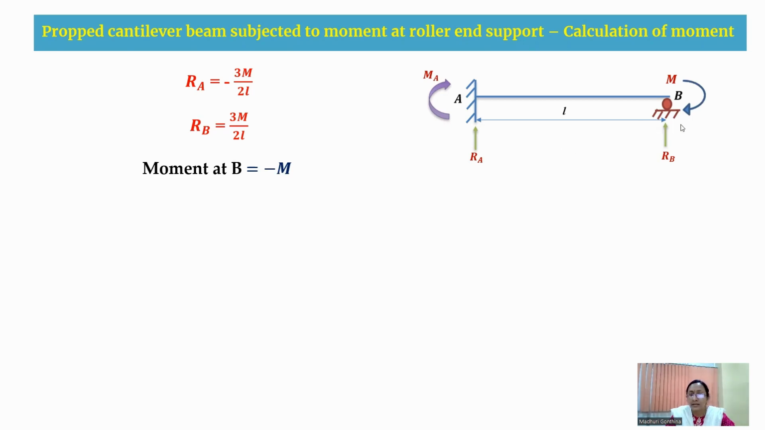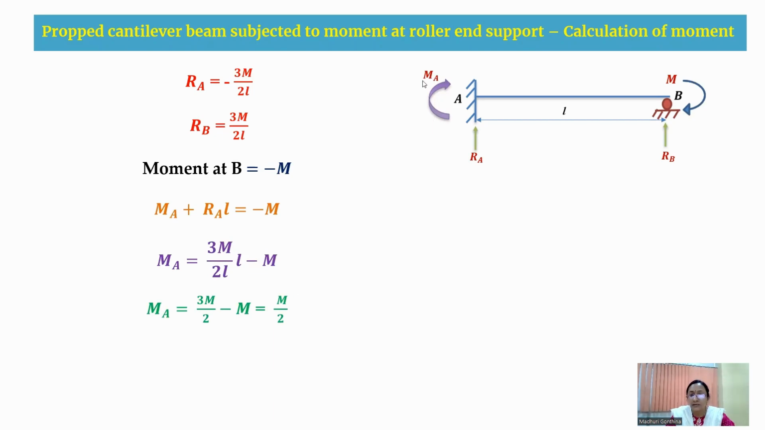Now, moment about that I'm going to write. So RA into L, which is in sagging nature, that is positive. And MA is also positive, that is plus MA. So that means MA plus RA into L will be equal to minus M. So by substituting the RA value and simplifying the above equation, I'm getting MA value to be plus M by 2.